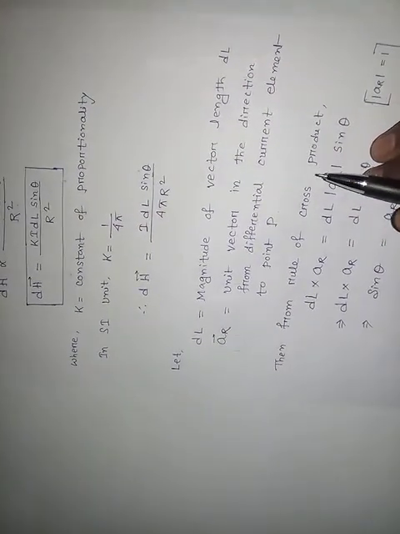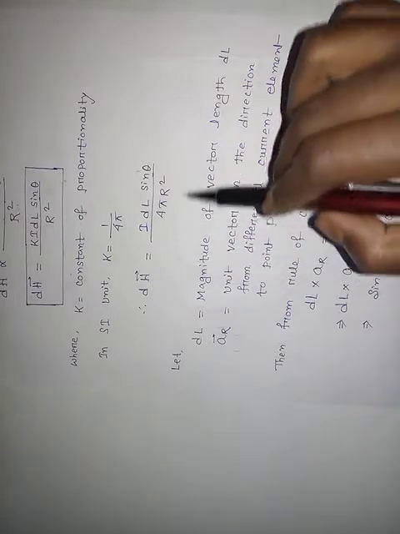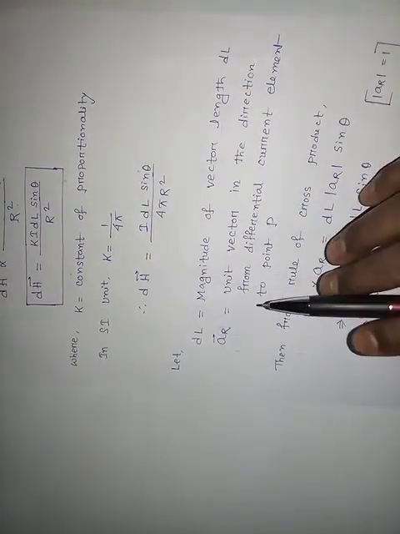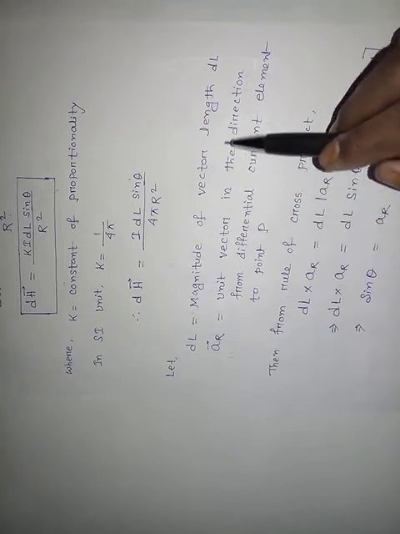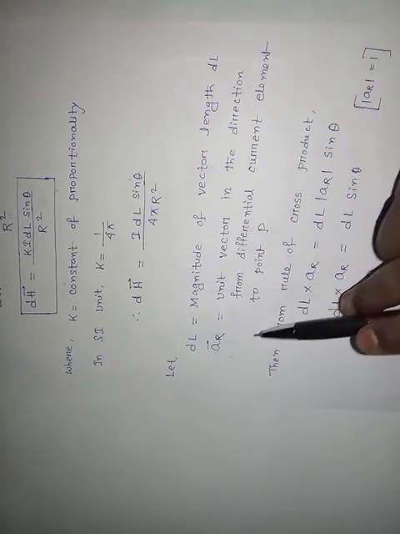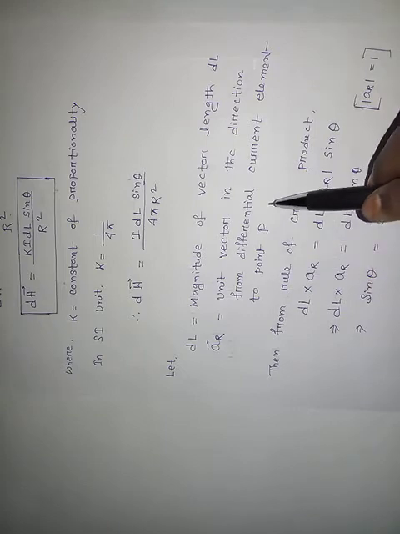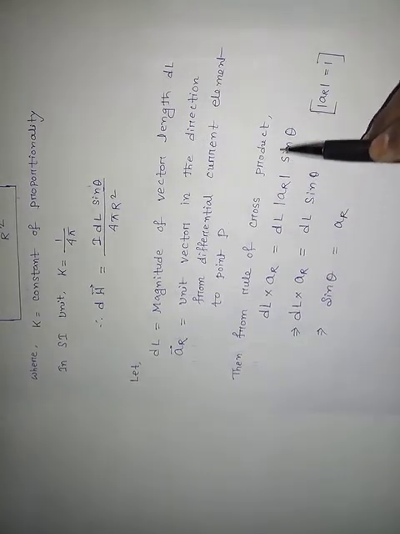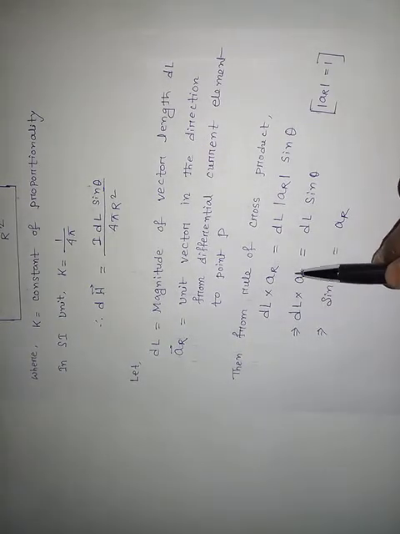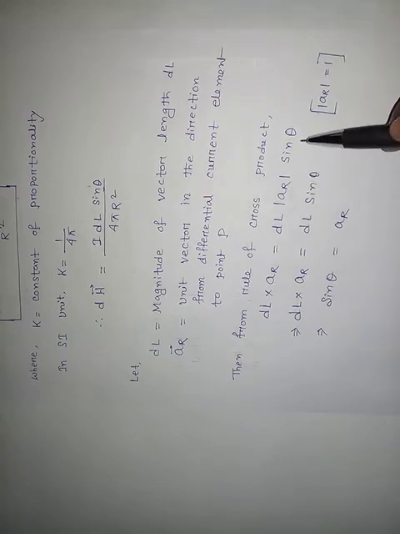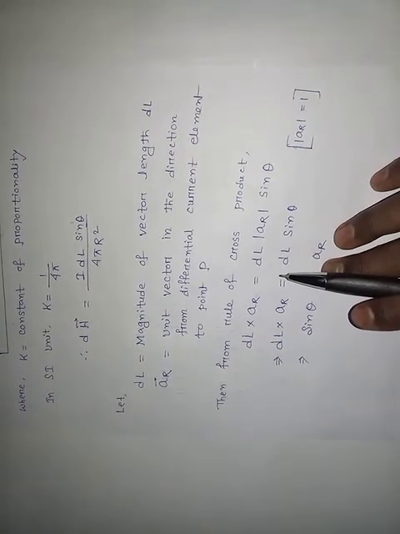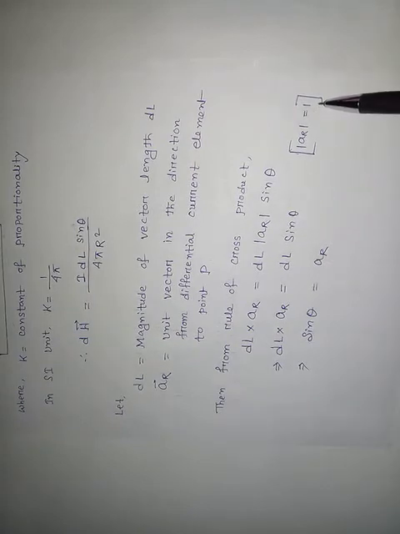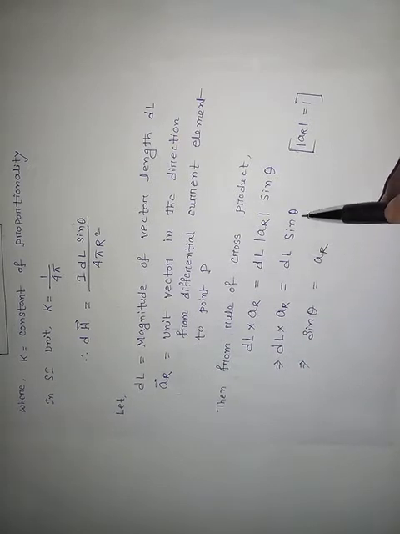Now for the vector form of this formula, let dl equal the magnitude of the vector length dl. aR is the unit vector in the direction from the differential current element to point P. Then from the cross product rule, dl cross aR equals dl aR sine theta. Now a unit vector has a modulus of 1 unit, as the name suggests. So dl aR sine theta, dl cancels out, and we get aR sine theta equals aR.